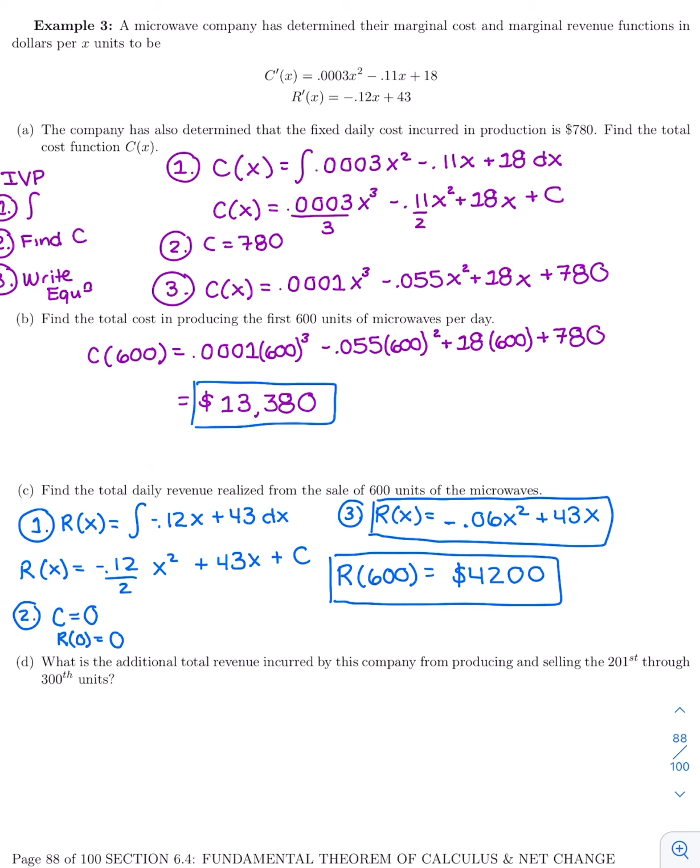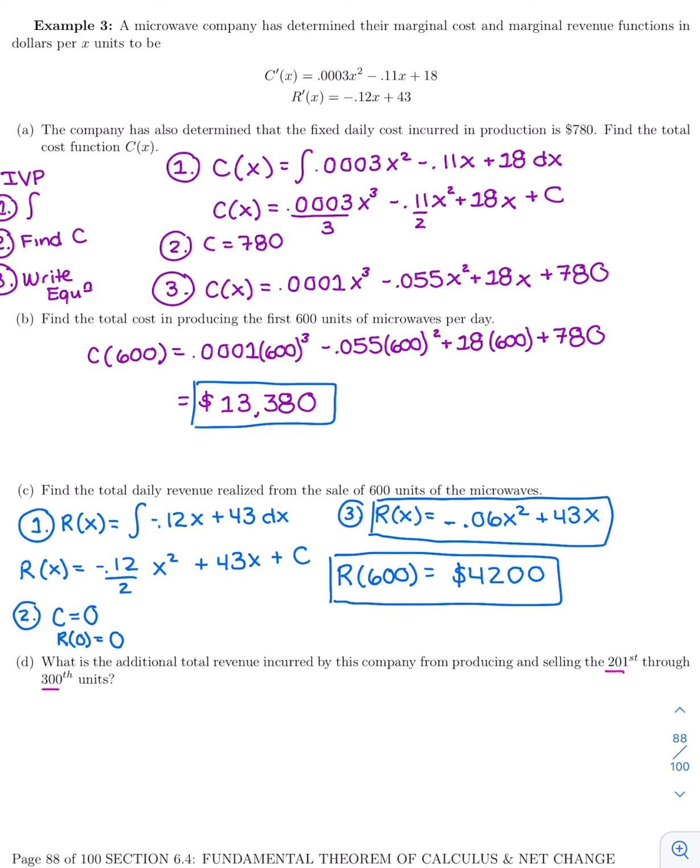So the next part says, let's look at a different level. What is the additional cost and additional total revenue incurred by this company from producing and selling the 200 first to the 300 units? So we know they shouldn't go with 600 because it costs way more than they're going to make in revenue. But what happens if we go from the 200 first to the 300th? How much more revenue are they going to make?